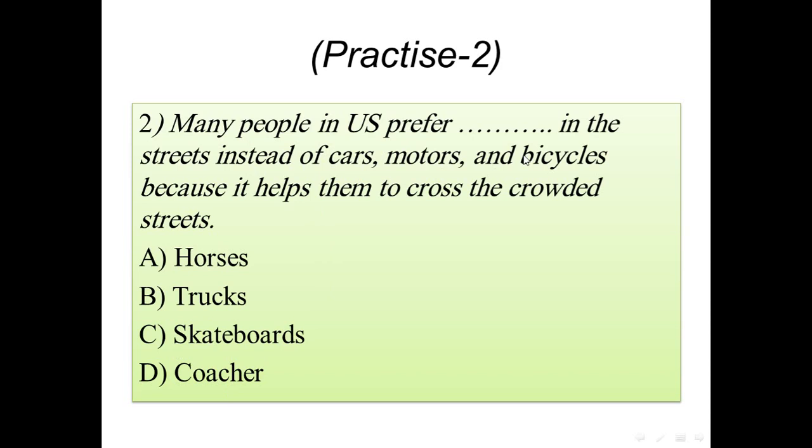So you imagine what that material or device should be. Here they say it helps them to cross the crowded streets. So you have to imagine what thing is smaller than cars, motors and bicycles. In the multiple choices they don't use horses, because cars and motors and bicycles are better than horses, though horses cannot be used in the crowded streets.